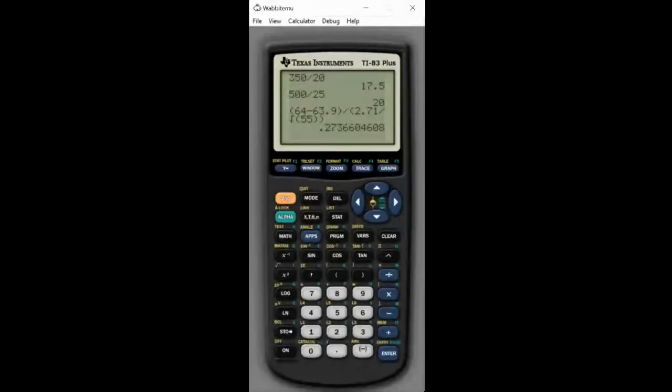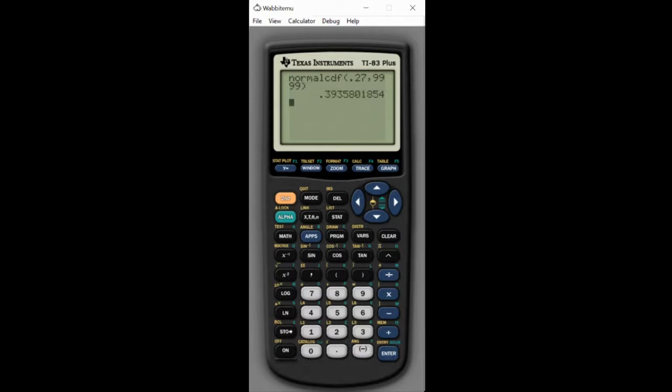Okay. So now we're going to, let me clear the screen. So we're going to go second vars. And we're going to go normal CDF. And we're going to type in, what was it, 0.27, comma. And then we're going to do our nines. We're going to close that off. And I'm going to hit enter.